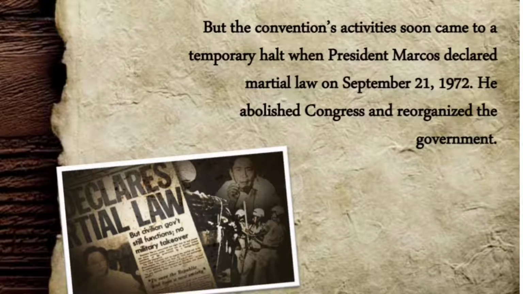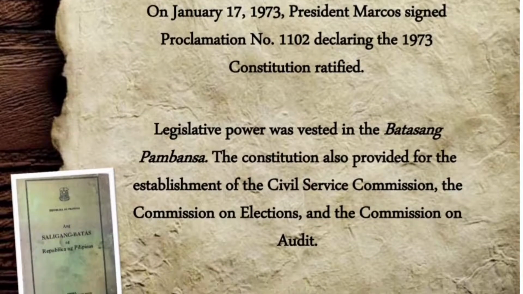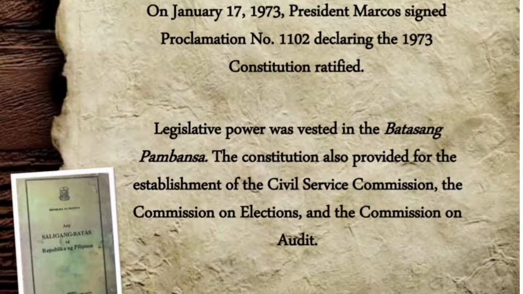Instead of being ratified by plebiscite, however, Marcos submitted it to citizen assemblies that were formed to approve or reject the new constitution. The plebiscite was held from January 10 to 15, 1972, and the constitution was overwhelmingly approved. On January 17, 1973, President Marcos signed Proclamation No. 1102 declaring the 1973 Constitution ratified.